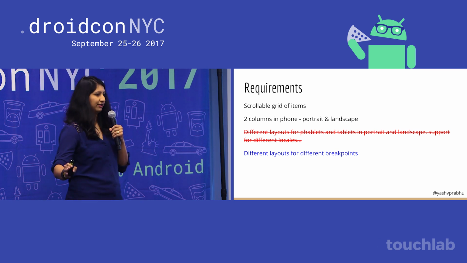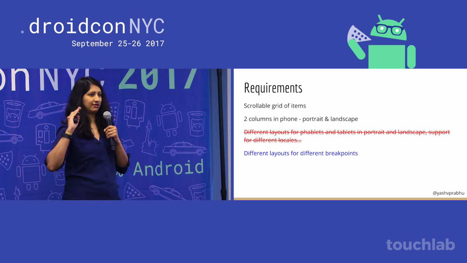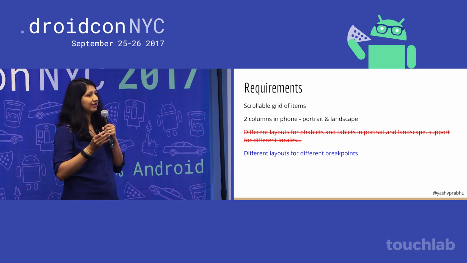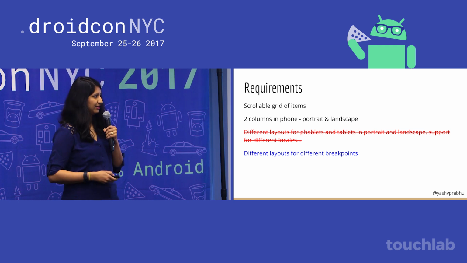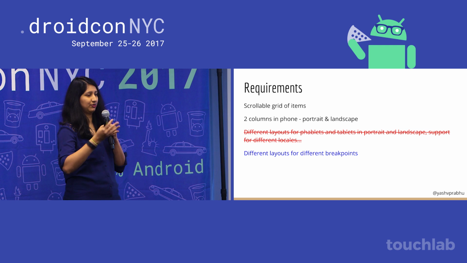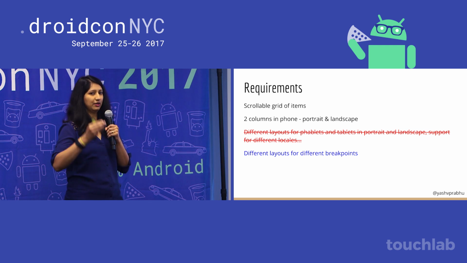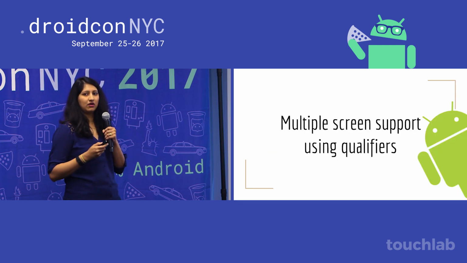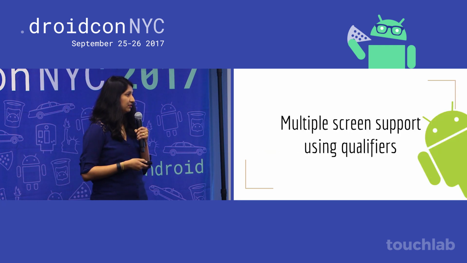So you go back to your requirements, you have your designer tell you all this, and you're like, scratch all of that out. You just have to think of it not as devices, not as phones or tablets or screens, but as different layouts for different breakpoints. And these breakpoints are not those breakpoints that you add in debugging. These breakpoints are what I interchangeably use with qualifiers, which are these numbers that we decide are the breakpoint at which I want my layout to look different. So let's talk about supporting multiple screens using qualifiers.